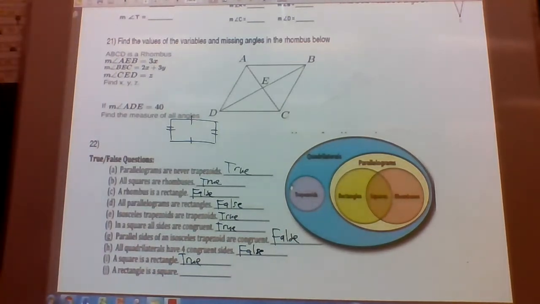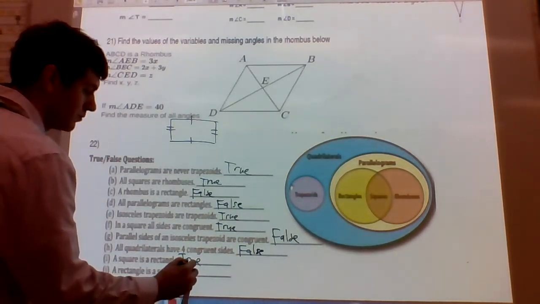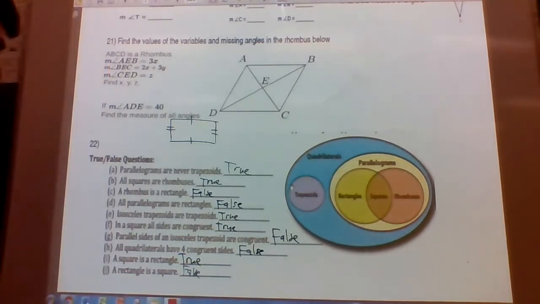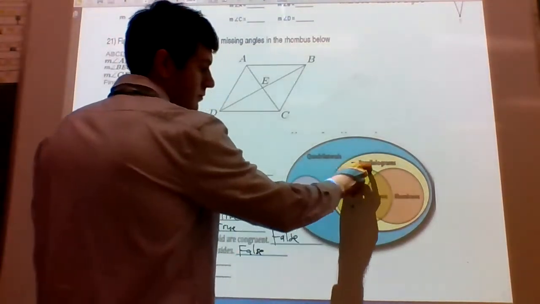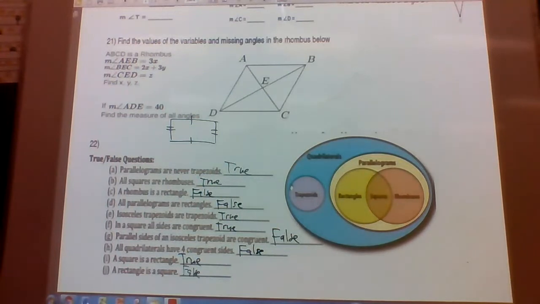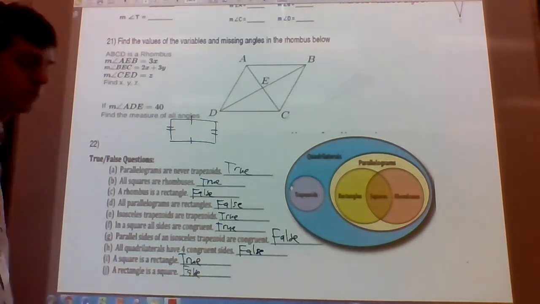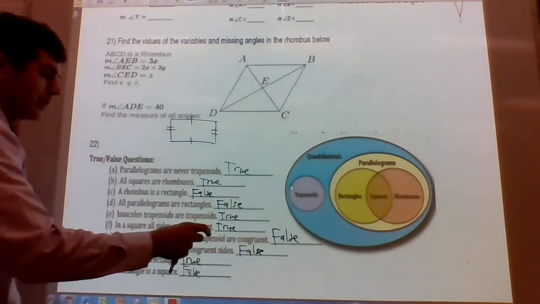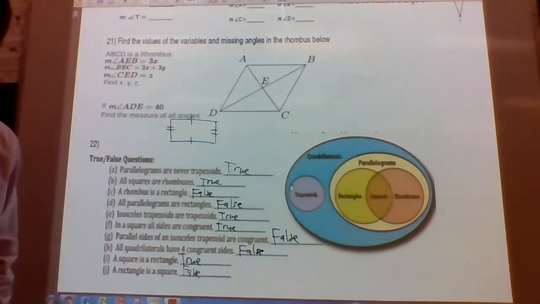A rectangle is a square. This is false. It could be true. If all the sides of the rectangle were congruent, then it would be true. But there are plenty of situations where we don't have a rectangle as a square. A rectangle is defined as a parallelogram with four right angles. A square is a parallelogram that has four right angles and four congruent sides. So if the rectangle had four congruent sides, then it would be a square. If it doesn't have four congruent sides, then it is not a square. And our choice here is false.